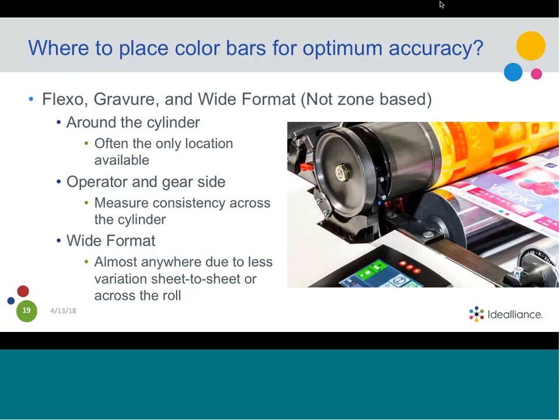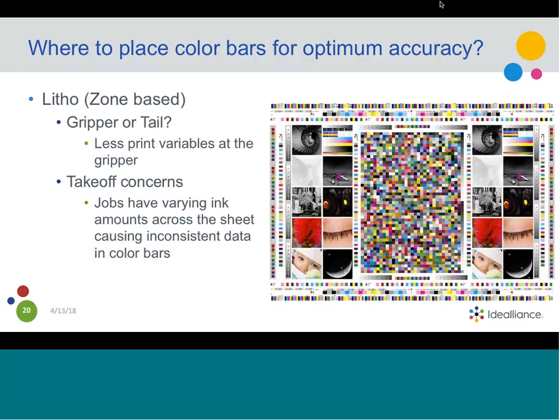On wide format devices, you could put them almost anywhere because there's not much variation from sheet to sheet or across the roll on a well-calibrated wide format device. Litho, on the other hand, is quite a bit different. There's an issue with inking on a litho press, where the amount of ink that's being delivered to the sheet has a big impact on consistency and the ability for the operator to control the ink.